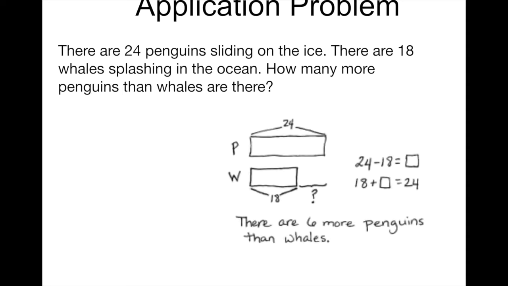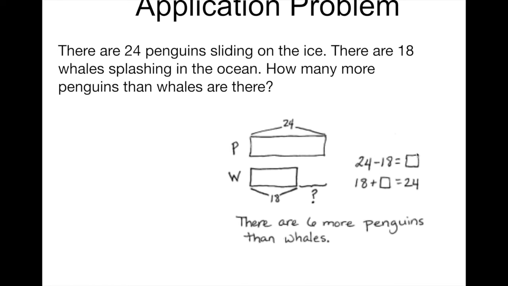So this tape diagram can help us figure this out. Here, P stands for penguins and W stands for whales. So we have our tape diagram right up here with 24 and then down below here with 18. And we're wondering about this question mark. What is the difference between these two numbers? So if I want to find that difference, I can use this subtraction problem.